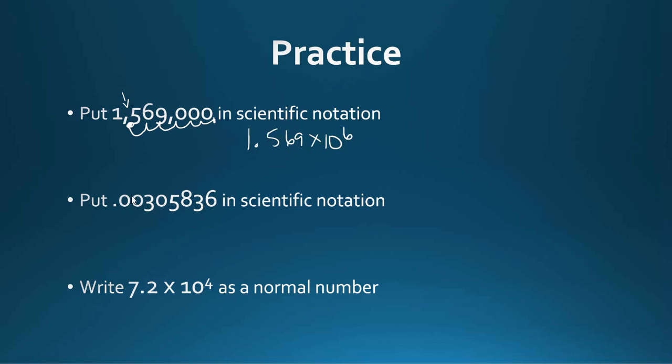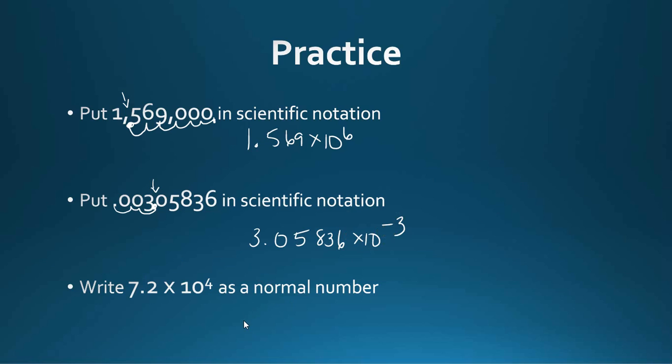Next one, 0.00305836. Again, we move our decimal place until we first reach a number between 1 and 10. In this case, it's going to be right after this 3. If we went one more, we'd get 30, and that's not right. So 1, 2, 3 places. Since we're going to the right, it's a very small number, so we know we're going to have a negative exponent. So we've got 3.05836 times 10 to the negative 3.